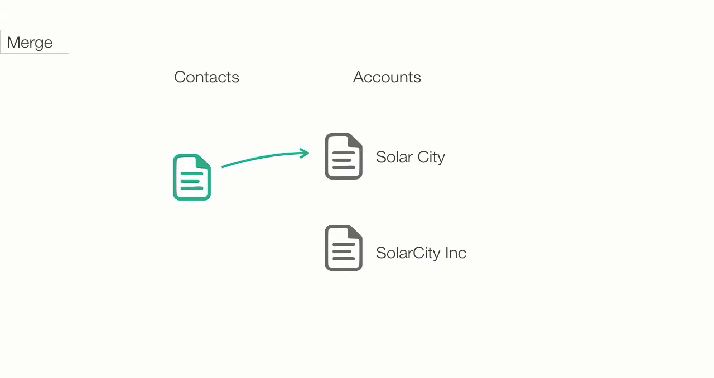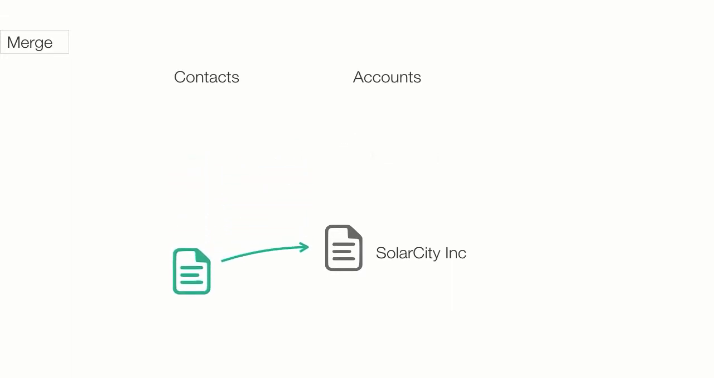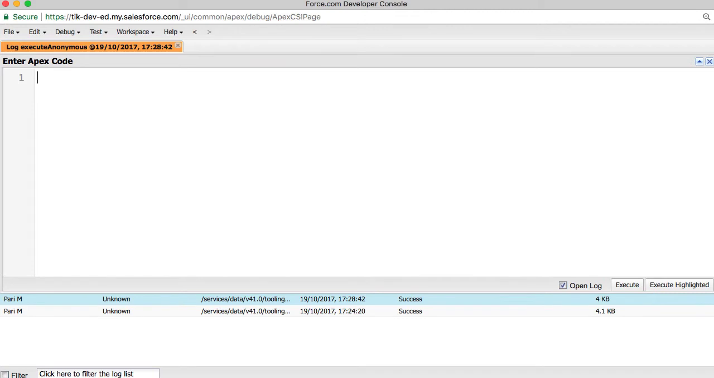Instead of having 2 accounts, it makes sense to merge them into one. And the account SolarCity has a related contact record. After we merge the SolarCity account with SolarCity Inc., the contact record that was earlier related to SolarCity should be moved to SolarCity Inc. And also, after merging, the merged record should be deleted and we should have only one record after the merge operation. Let's try to simulate this by first creating two accounts, SolarCity and SolarCity Inc.